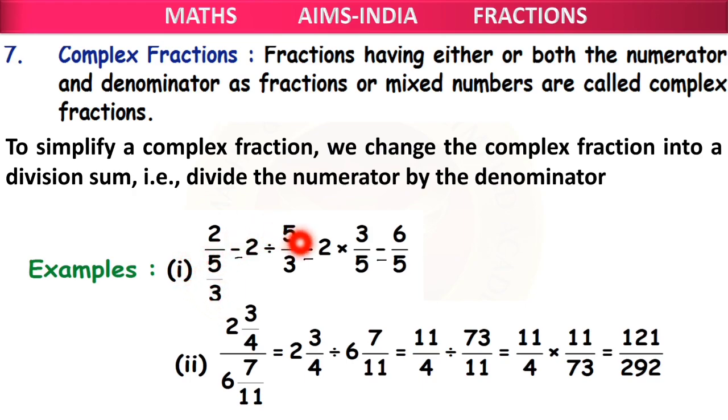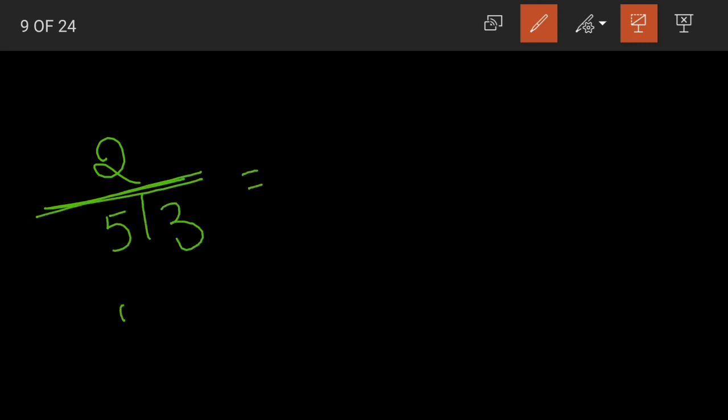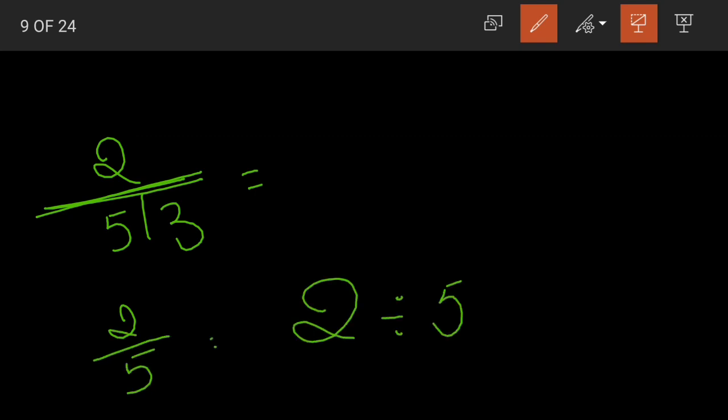Now how do we simplify a complex fraction? To simplify a complex fraction, we change the complex fraction into a division sum. That is, divide the numerator by the denominator. See, here we are having 2 by 5 by 3. Yes students, when we say 2 by 5, what do we mean? We mean 2 divided by 5. In the same way, 2 by 5 by 3 means 2 divided by 5 by 3.